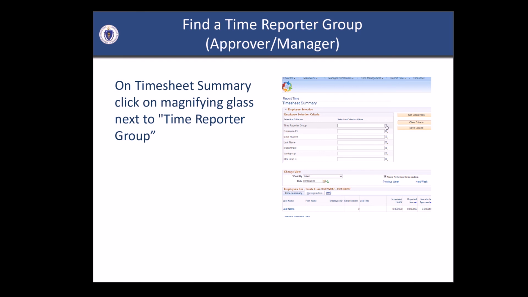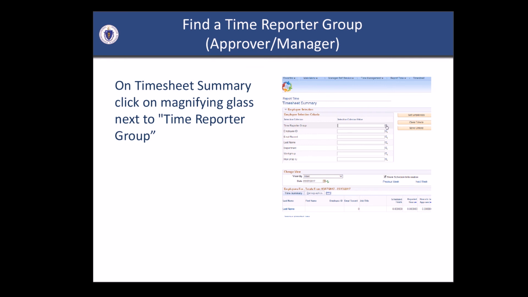Okay. So the next thing I wanted to walk through, since this is the timekeeper session, is how to find a time reporter group. What is great is that if you're a timekeeper logging in using your UAID, you have access to everyone in the team. So it's good and bad. If you don't know someone's name, it can be kind of hard to find your employees because you guys have a lot of employees. So the easiest way is to find the time reporter group.